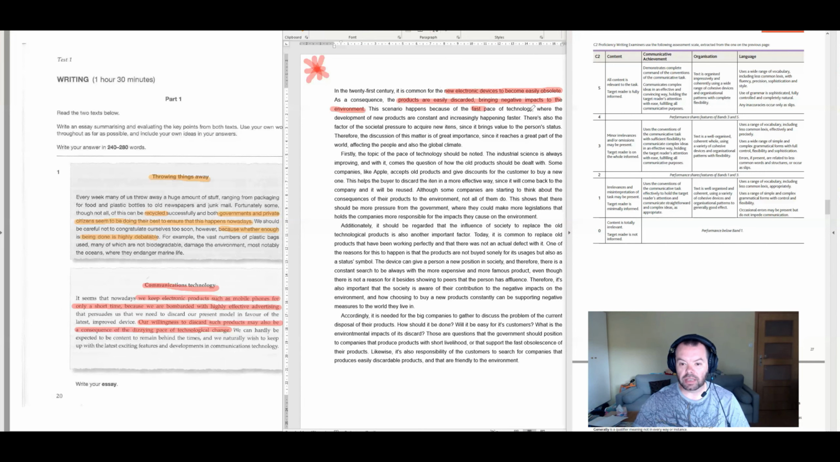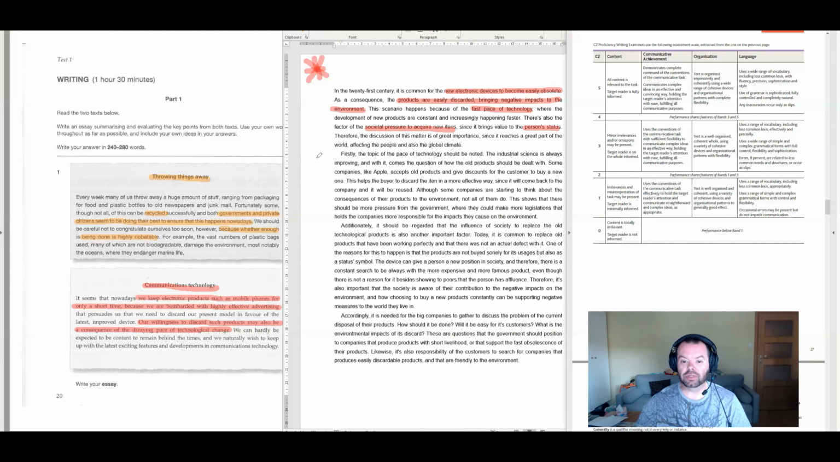It happens because of the fast pace of technology, and societal pressure to acquire new items. Yeah, I'm not sure if it's societal pressure. We were talking about advertising in the rubric rather than societal pressure, but I suppose advertising is related to a person's status. So we could say that that's okay. But I can't see anything in the introduction that links to the first text as such. Remember, the content points in the first text were about how governments and private citizens seem to be doing their best to recycle as much as possible, but that we shouldn't be complacent, second point, because we're probably not doing enough. Okay, so let's progress into the next paragraph.